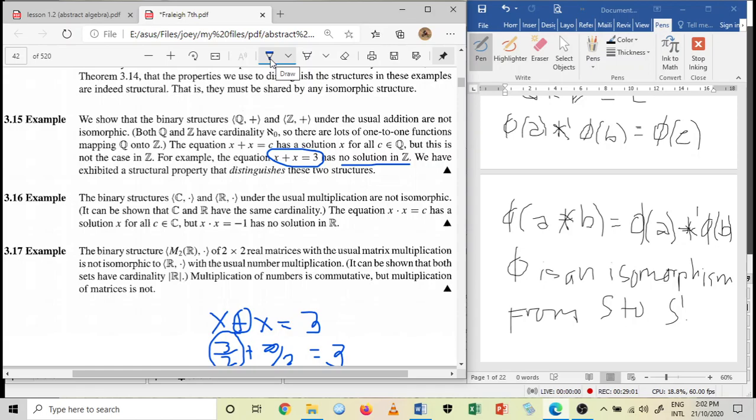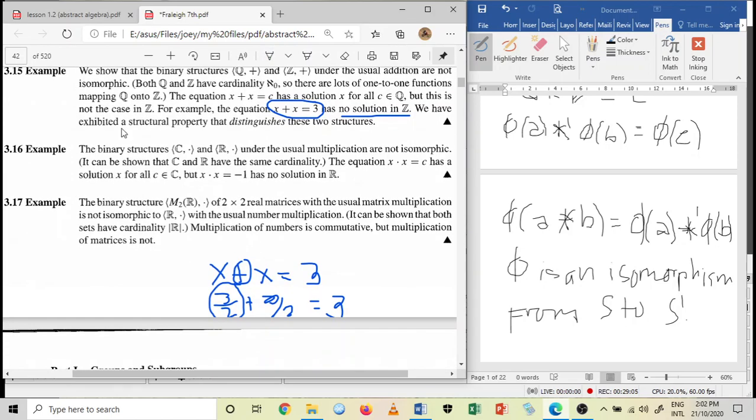Okay? The same can be said when we talk of the binary structure of complex numbers together with ordinary multiplication, and the binary structure of real numbers with the same operation, ordinary multiplication. Note that the equation x times x equals negative 1 has a solution in C, which is i, the imaginary number, because i squared is negative 1 in C, but there is no such i in R, meaning it has no solution in R. Therefore, these two are not isomorphic. Okay?